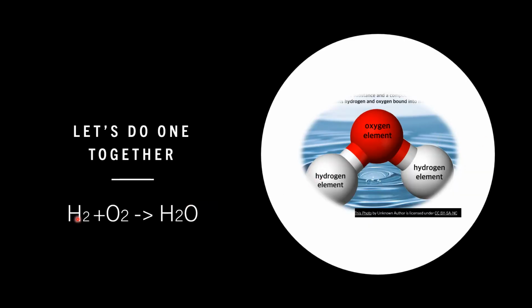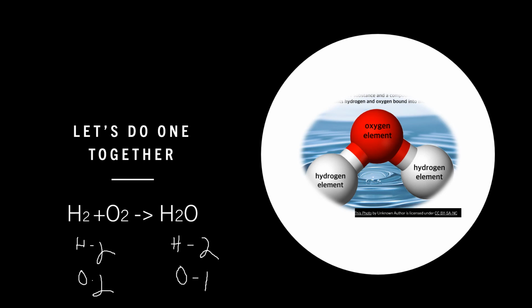Now let's do one together. We have H2 plus O2 is H2O. If we write it out, we have the amount of hydrogens on the left, 2. Oxygen, we also have 2. On the right side, hydrogen, 2. Oxygen, only 1. That cannot be right according to our law of conservation of atoms, because there's a different amount of atoms. So we have to do something to make this equal.